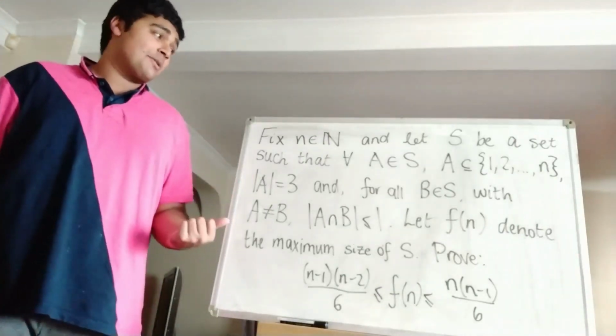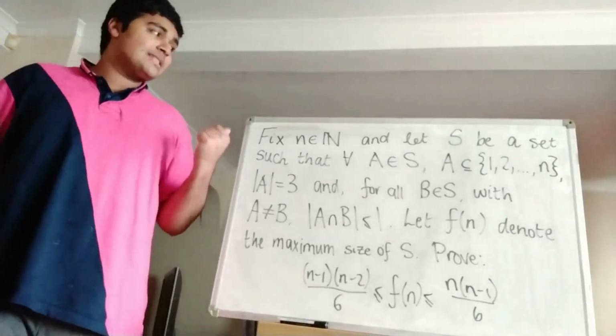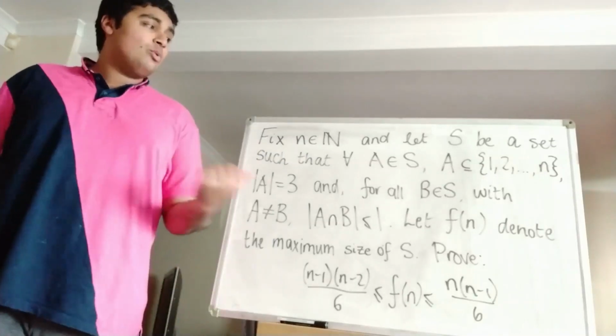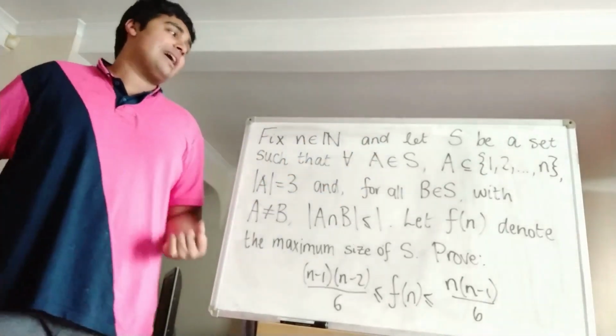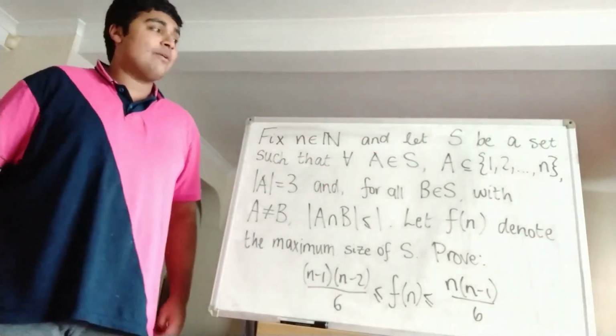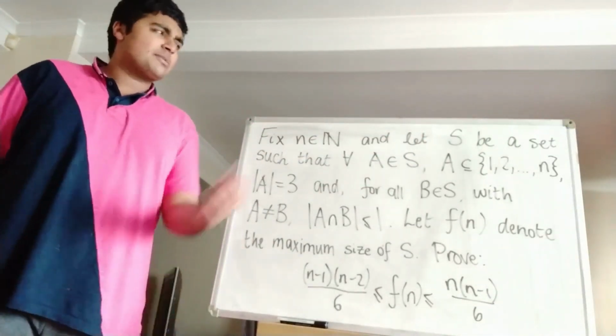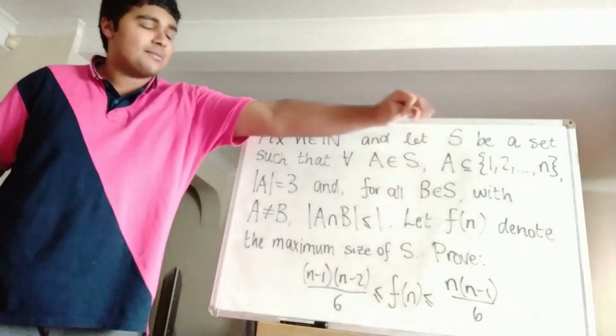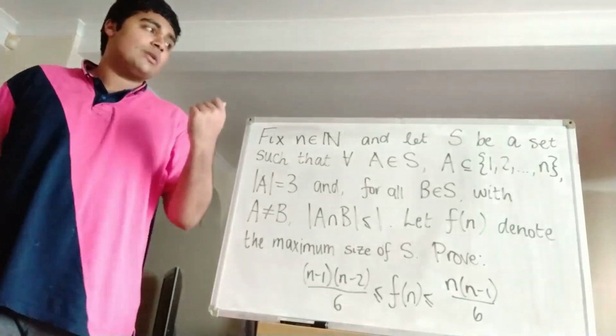This is the problem I'm going to be tackling today. We have a positive integer n and we let S be a set such that for all elements A in S, A is actually a subset of the set 1, 2, all the way up to n. So essentially S is a set of sets. S is a set of subsets of the set 1, 2, 3, all the way up to n.